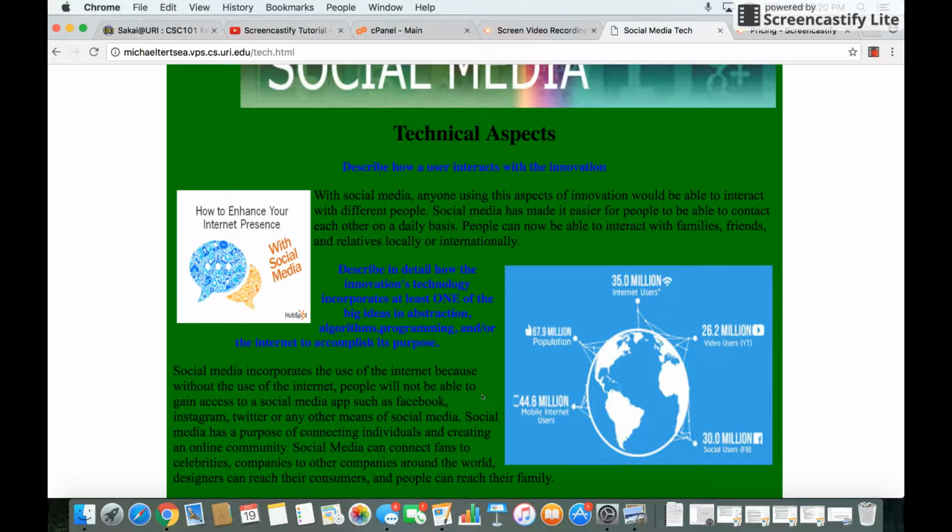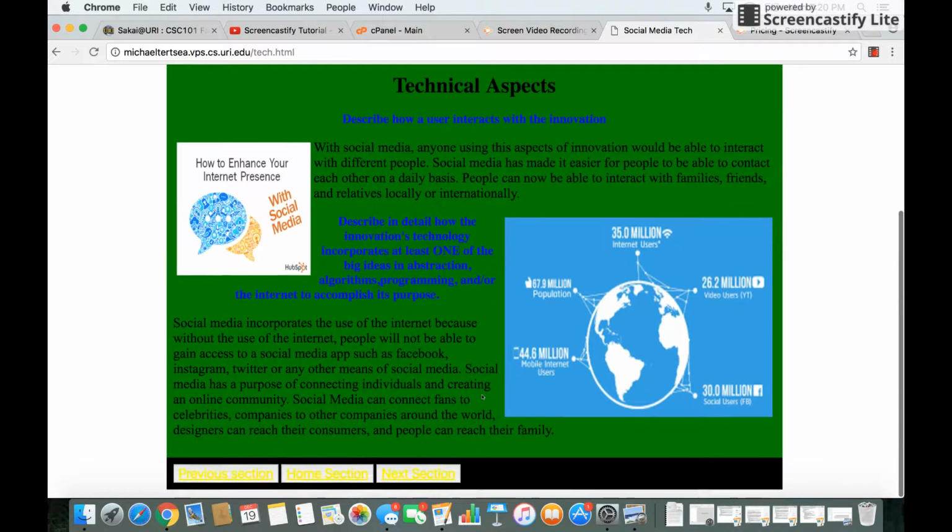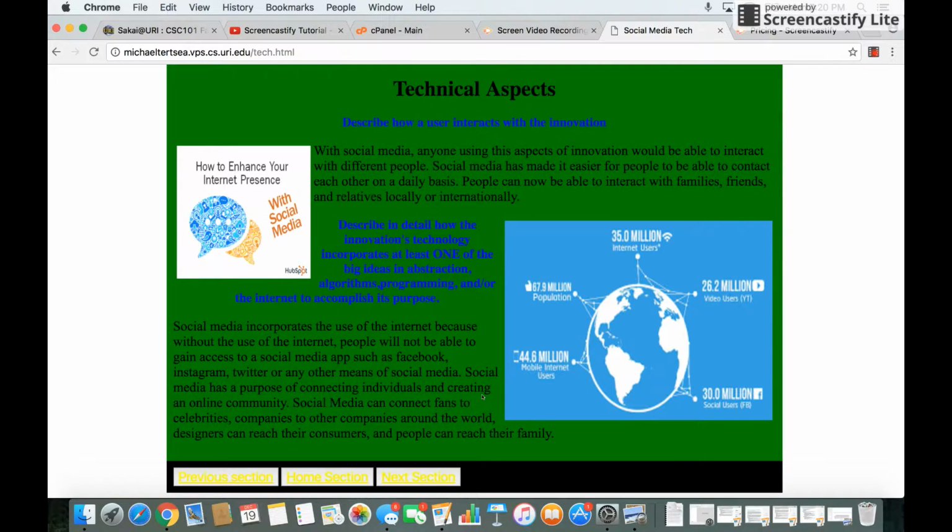Describe in detail how the innovation's technology incorporates at least one of the big ideas in abstraction, algorithms, programming, and the internet to accomplish its purpose. Social media incorporates the use of the internet because without the internet, people would not be able to gain access to social media apps such as Facebook. Social media can also connect fans to celebrities and companies to other companies around the world. Designers can reach their consumers, and people can reach their family.